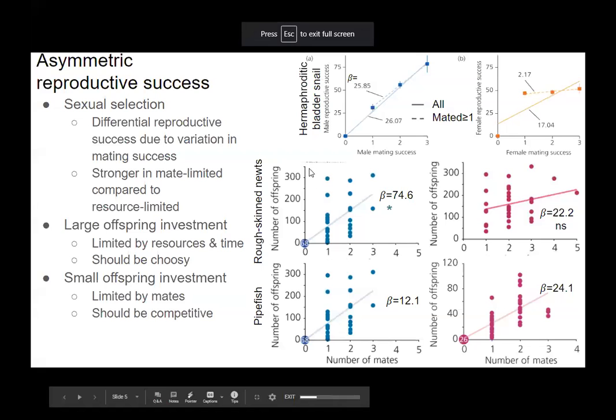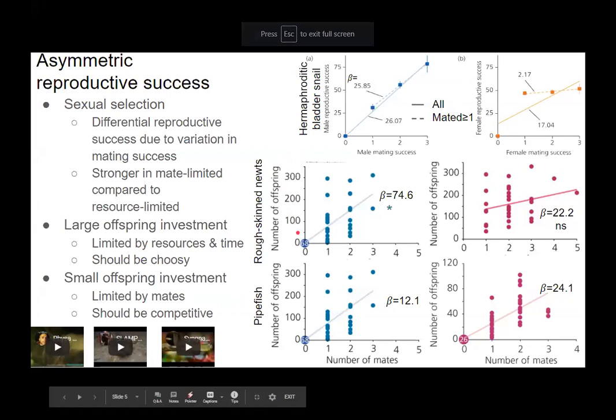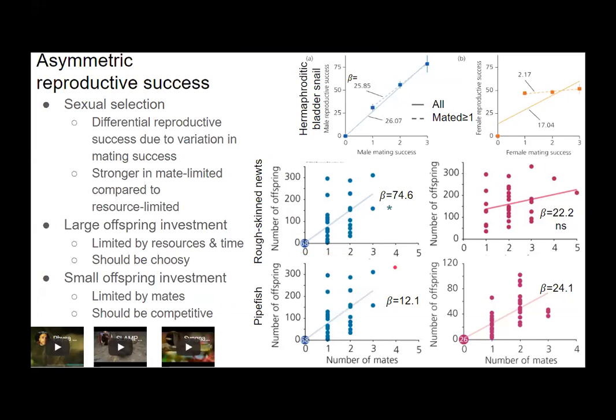In this middle panel with the rough-skinned newts, on the x-axis, we have the number of mates for the male on the left and the female on the right, and then the number of offspring produced on the y-axis with the males on the left and the female on the right. And we again look for the relationship between number of matings and the number of offspring, so fitness. In this case, for the male in this study, the more matings you have, the greater the number of overall offspring that you produce. And this was highly significantly positive.